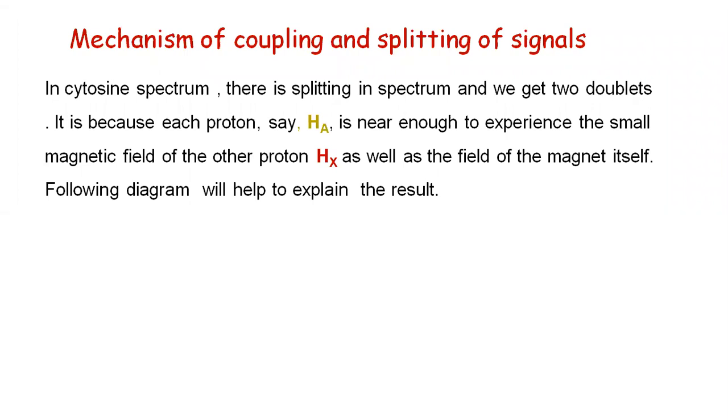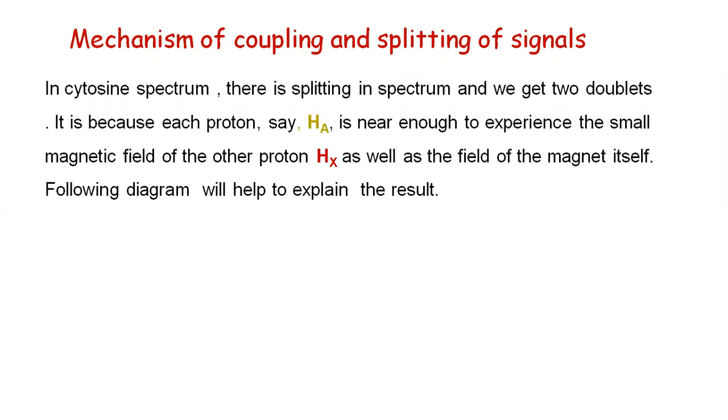Fine. Let us go. See, in cytosine, we have seen that there is a splitting spectrum, right? Yes. And we got two doublets for two hydrogens, while in the case of pyrimidine, it was not there. Fine. So now, if you revisit the spectrum of cytosine, we will not go for that, we will go to the next slide.